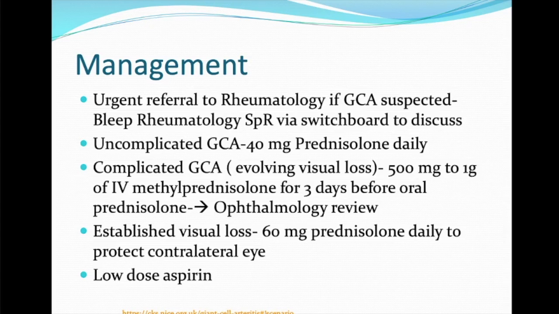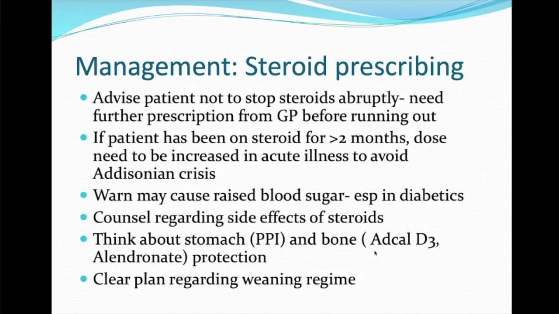management of steroid. So in established visual loss, we can't really do anything for that eye, unfortunately, and starting steroid would not bring the vision back. But what steroid will do is to protect the contralateral eye. So you would need to give 60 milligrams to protect the other eye. And traditionally, we've been using aspirin as well in patients with GCA to help with the circulation of blood. But the latest guidelines now do not recommend aspirin anymore, although some consultants are still using it in our department.